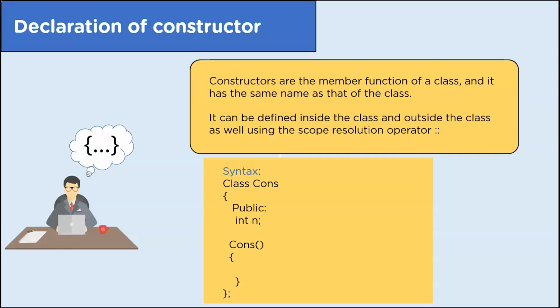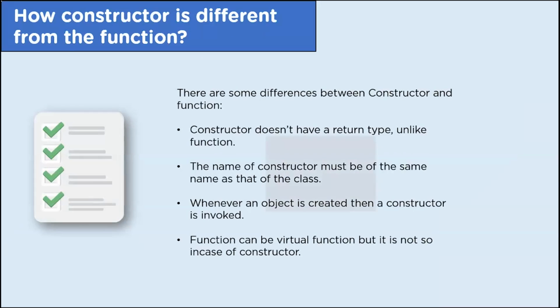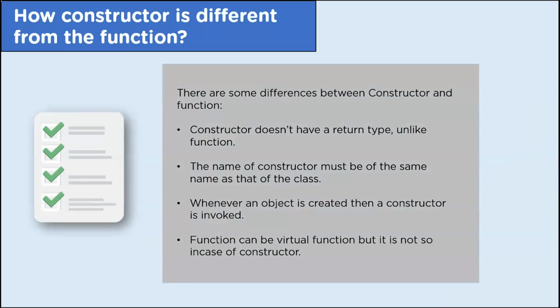Now let's understand how the constructor is different from functions. There are some differences between constructors and functions. So the first is, constructor doesn't have a return type, unlike function which has a return type. Next is, the name of the constructor must be the same as that of the class, and it is not so in case of function. Third is, whenever an object is created, then a constructor is invoked. And the last one is, function can be a virtual function, but it is not so in case of constructors. So these are some differences between constructor and a function.